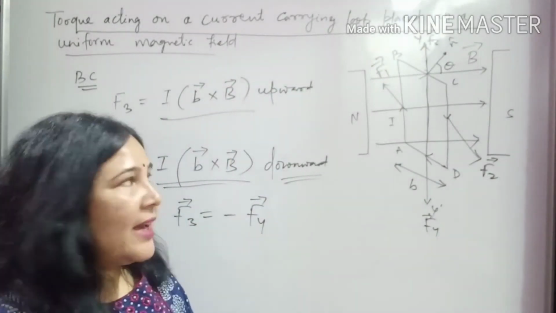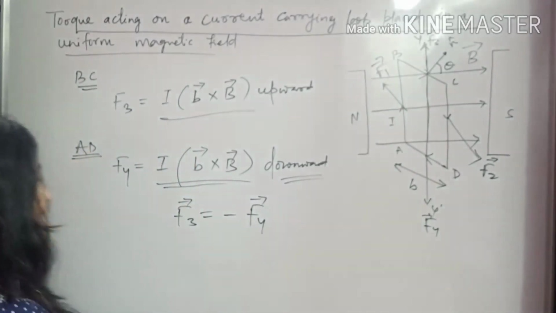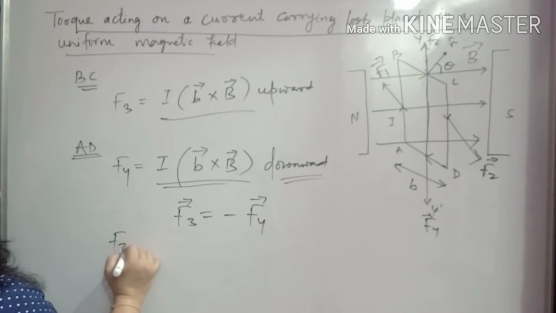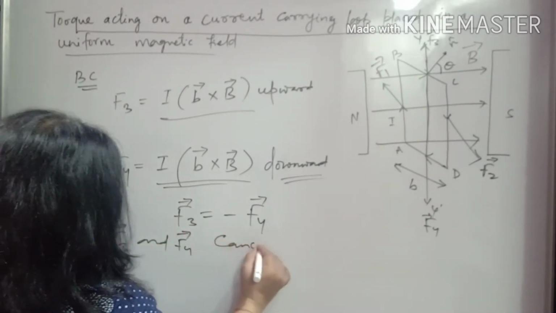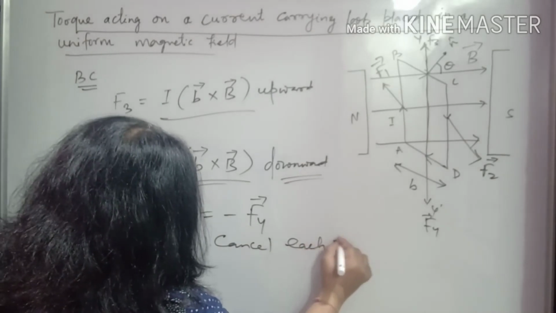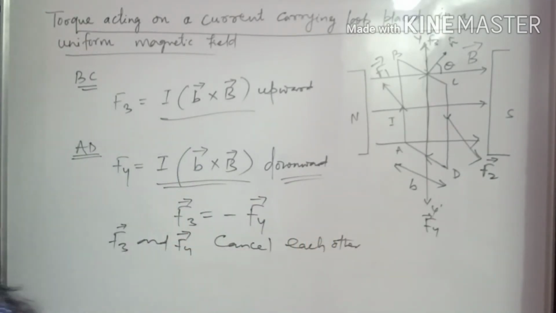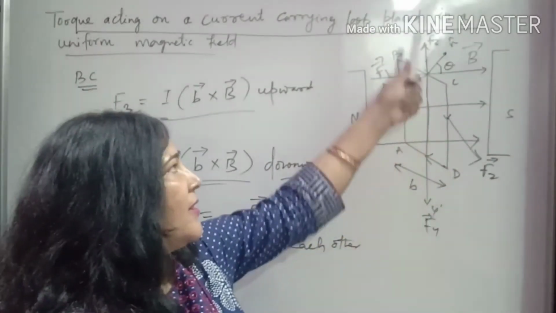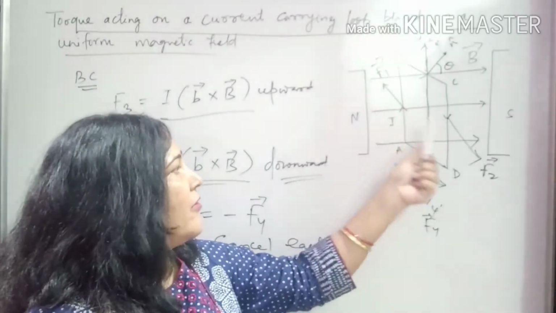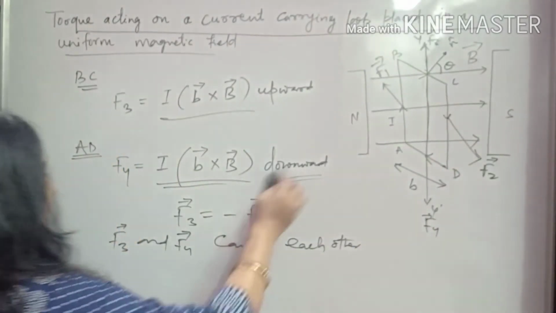So in that case what will happen? Both the forces are going to cancel each other. So F3 and F4 will cancel each other. So the net force along this direction will be 0. Since these two are cancelled by each other, now only two forces are left, that is F1 and F2. So we'll discuss them only.